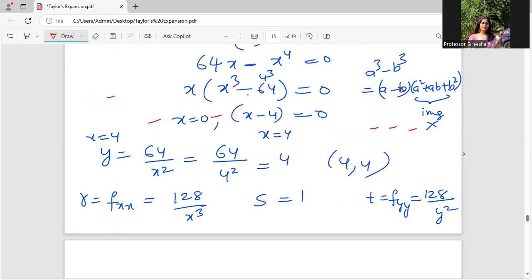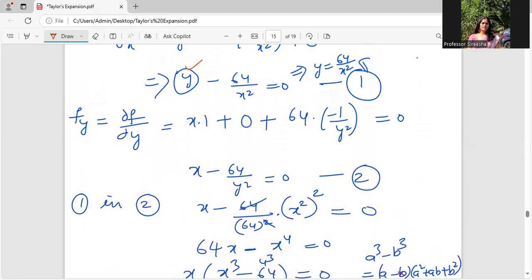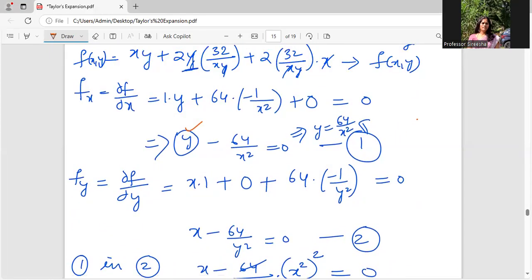Okay. And then I'll be having 128 by x cube. And then this one. Okay. Come to the previous. What I will do is fxy, I can do with respect to y. Now, the derivative of y with respect to y would be 1 and then the x term would go to 0. So, fxy is 1.